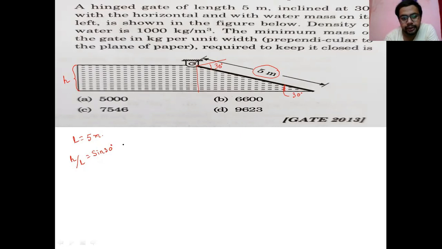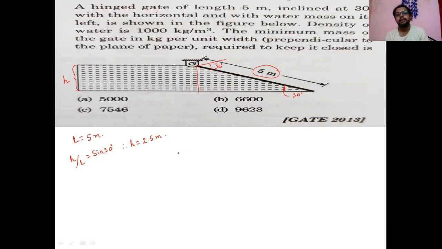So you're getting the H value as 5 sine 30. Sine 30 is a half, so 2.5 meters. That you are getting here, 2.5 meters. Now, what are the forces acting over the body? First, we calculate the force, then we calculate the location.